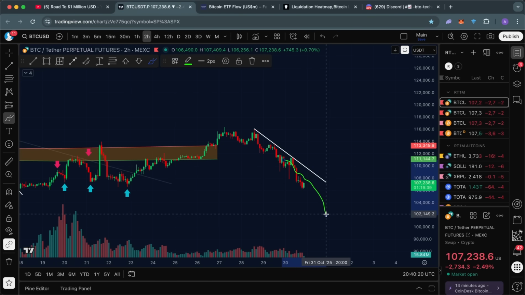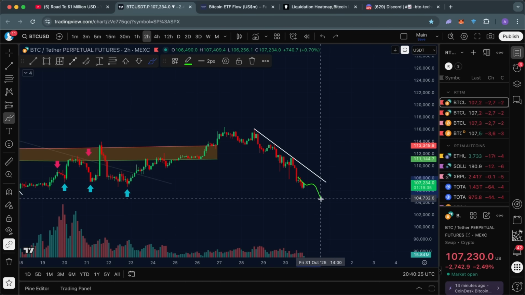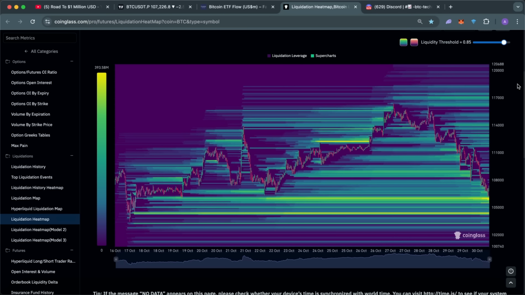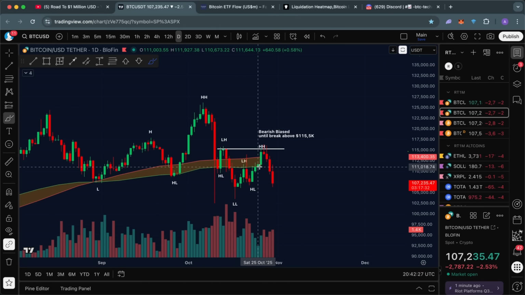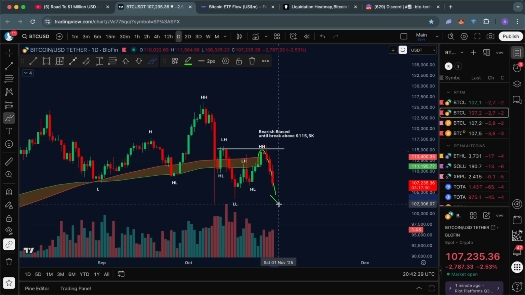Until then, we are simply in a downtrend, looking for lower levels of liquidity to be grabbed, which you can also see on this 2-week time frame. We are very, very close to taking out a bunch of liquidity here around this 106K level, and even around 104.4K. So to summarize here, on the 1 day time frame, I still remain bearish biased.